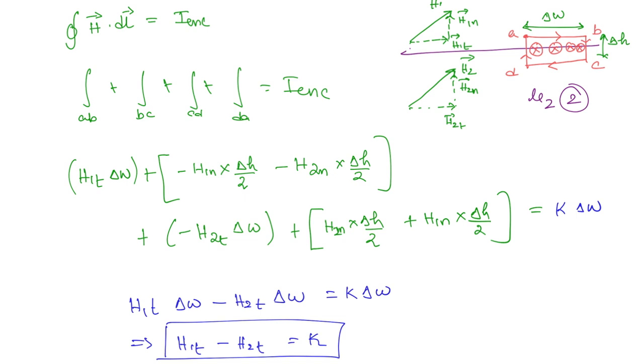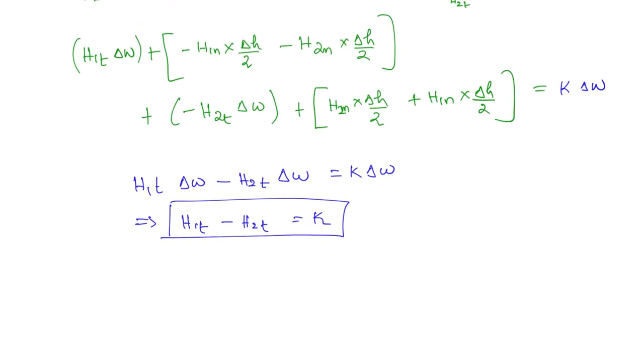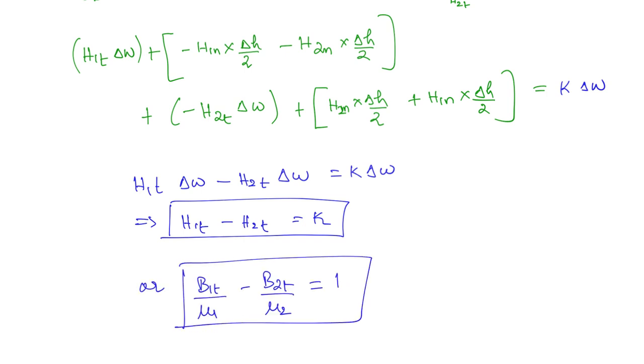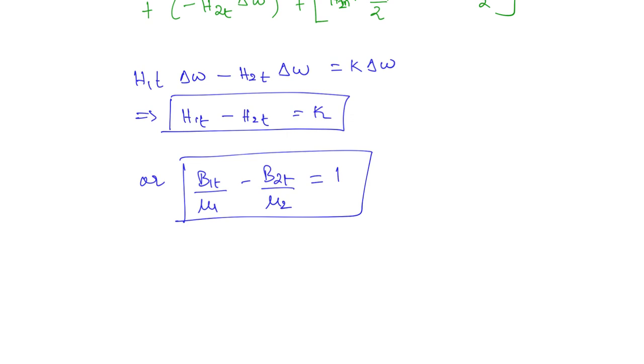Okay, so this is the second boundary condition, or you can also write it as B1t by mu1 minus B2t by mu2 is equal to K. Okay, so this is the other expression. Now here we have written in terms of the tangential components. Okay, but it's more convenient to write in this manner.